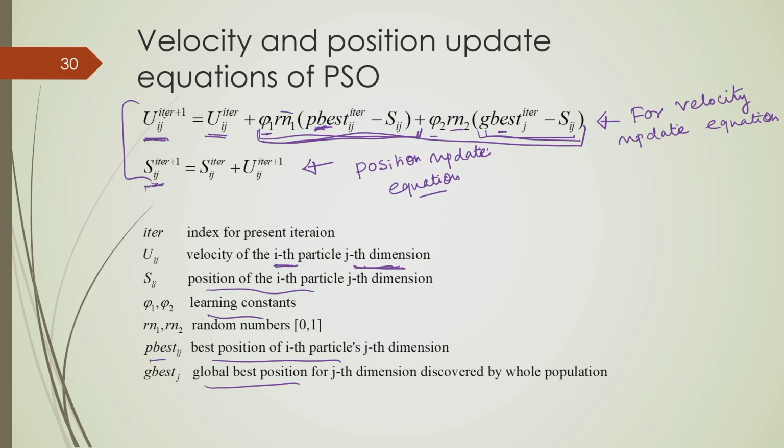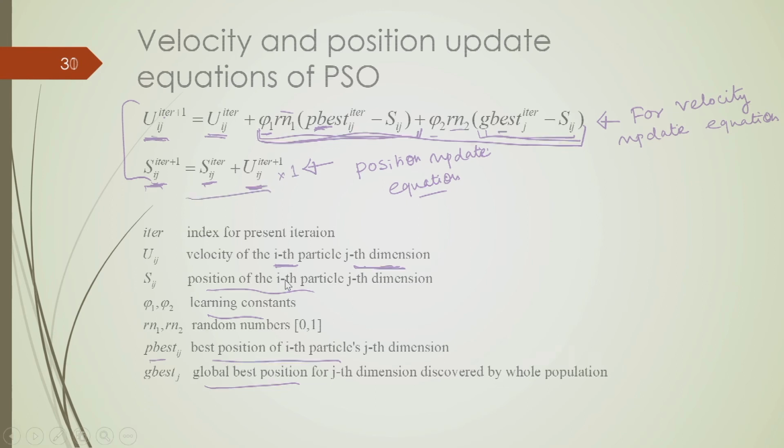In the second equation you can see that the particle position in the next iteration is updated with the previous iteration position value by adding the new iteration's velocity. Since the position is updated with the previous position plus velocity multiplied by time, the time difference between one velocity and the other is iter plus 1 minus iter, that is equal to 1. So, multiplied by 1 is basically the position update equation.